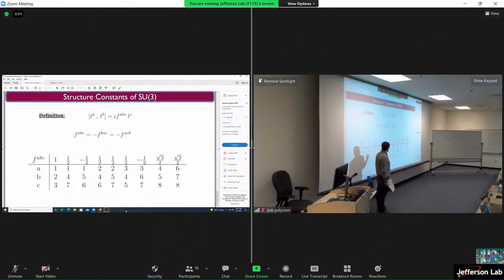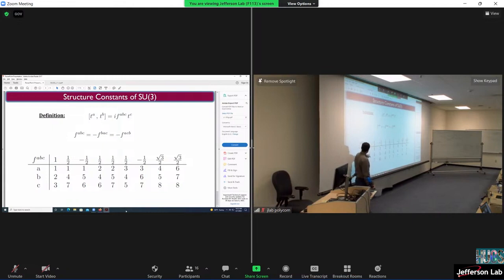Basically, it's like saying that your T^A, these generators, are a complete basis for the vector space. So whatever this commutator is, I have to be able to expand it in a basis of the generators themselves with some coefficients. And these are those coefficients. Only some of them are non-zero. So this is a table I made. You have f^{ABC} for different possible values of A, B, and C.